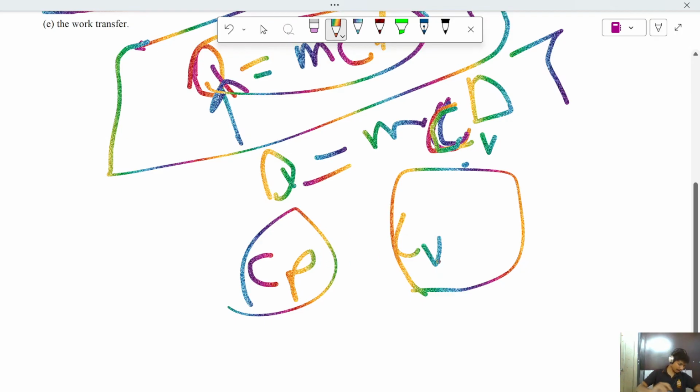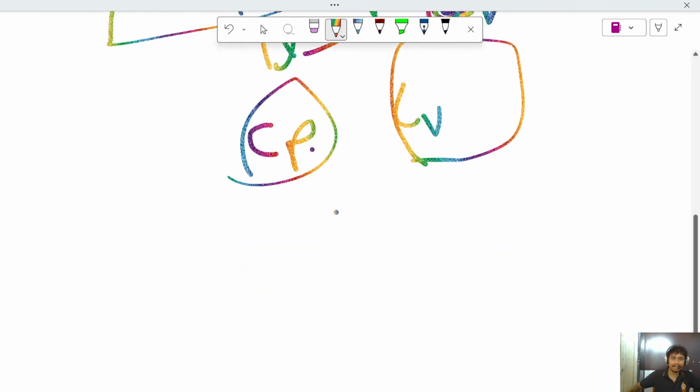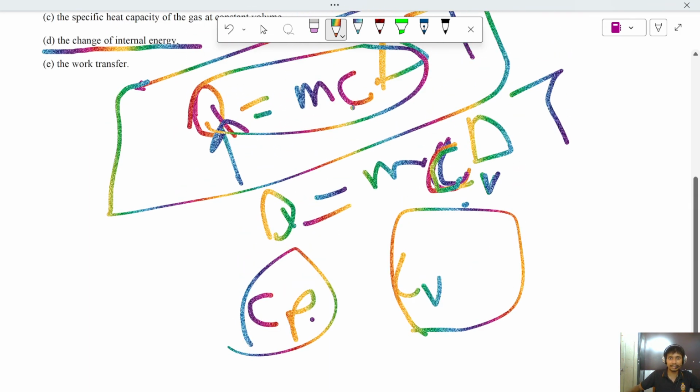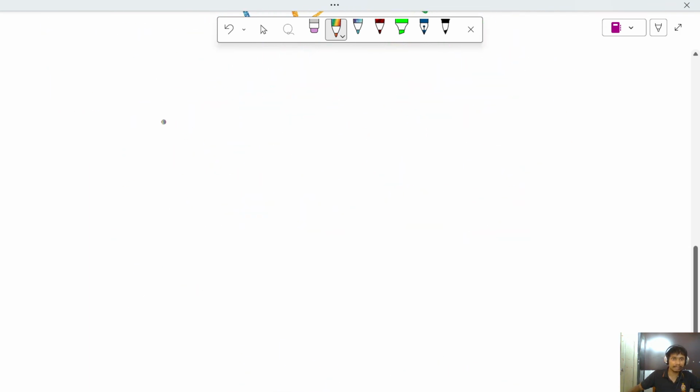That means the specific heat capacity of the gas at constant volume. Cv means constant volume, and Cp means constant pressure. So Cv is the specific heat capacity at constant volume. Then now we have to find it. You already know Q is equal to mc delta T.